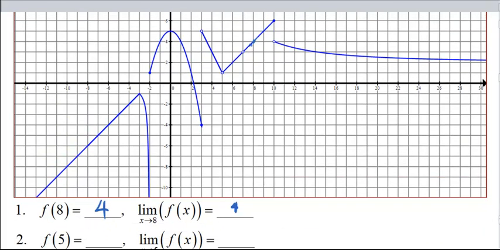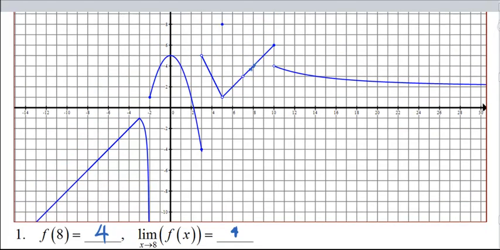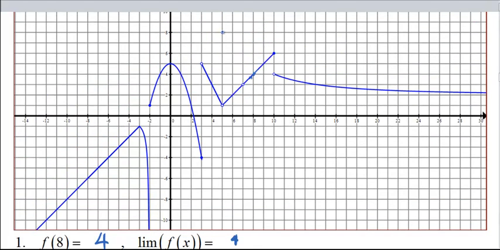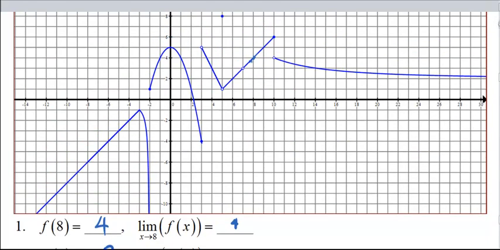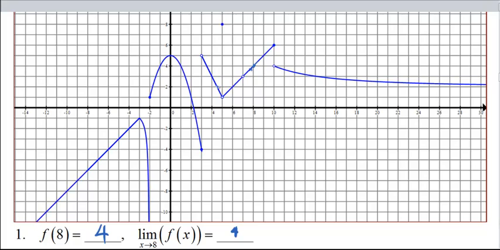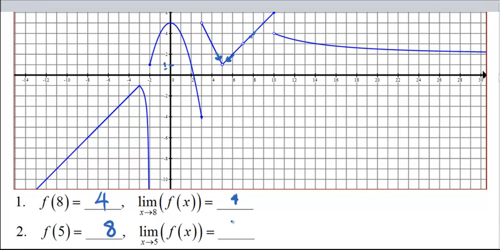What about f of 5? Well, f of 5, I don't see a point there. Oh, here it is, way up here. So f of 5 is actually 8. What's the limit as x approaches 5? Well, as you get closer and closer to 5, but not actually at 5, we can see that the y values are getting closer and closer to that y value right there, which is 1. So there we have a limit, and we have a function value, but they are not the same.